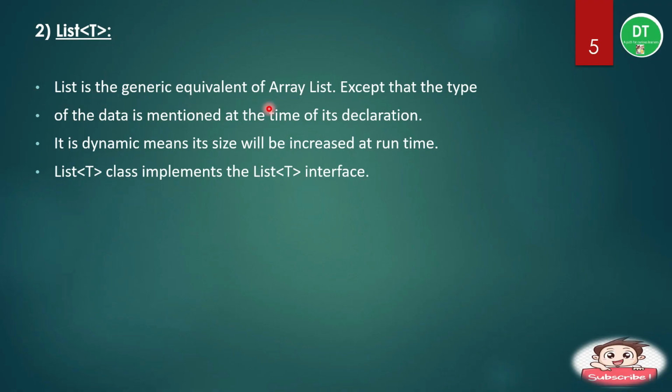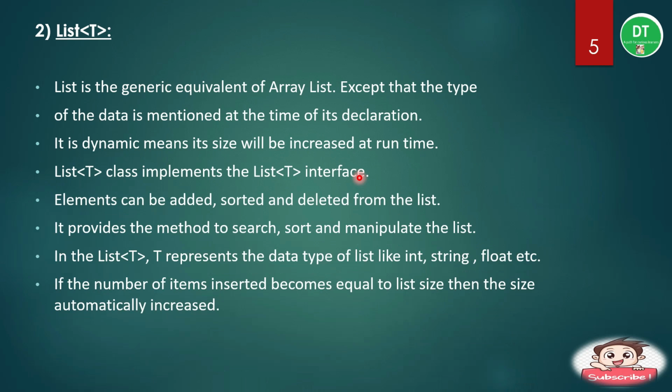List is the generic equivalent of ArrayList, except that the type of the data is mentioned at the time of its declaration. It is dynamic, meaning its size will increase at runtime. The List class implements the IList<T> interface. Elements can be added, sorted and deleted from the list. It provides methods to search, sort and manipulate the list. In List<T>, T represents the data type of the list like int, string, float, etc. If the number of items inserted becomes equal to the list size, then the size is automatically increased.